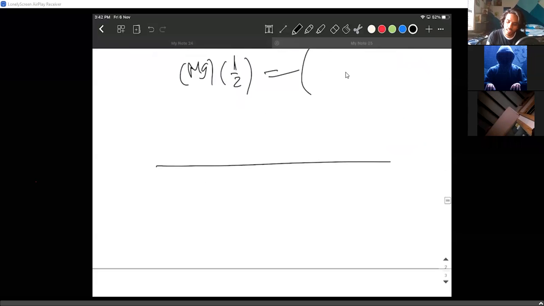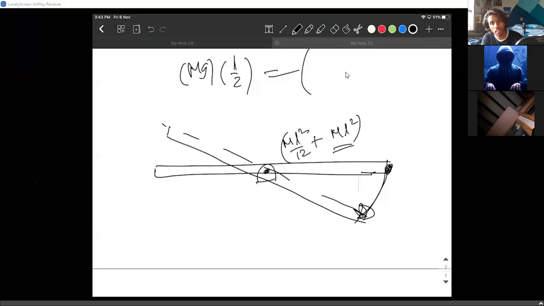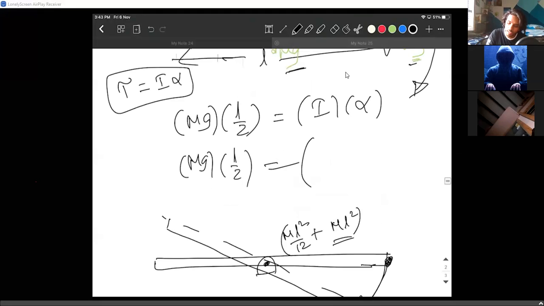Because when the system is rotating, let us say the system has come down like this. It's not just the rod, the particle mass is also going in circular motion. So along with the moment of inertia of the rod, ml square by 12, you have to add the moment of inertia of the particle mass also, ml square. You write the entire moment of inertia of the system. So that is what you need to put there: ml square by 12 plus ml square.